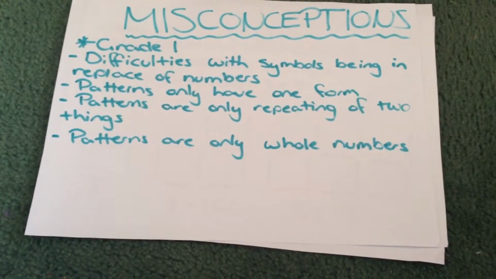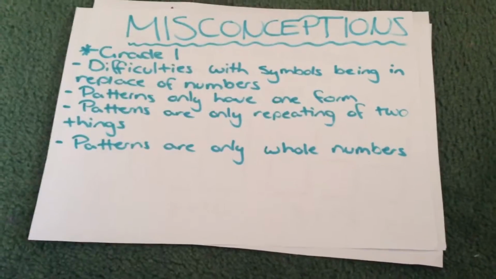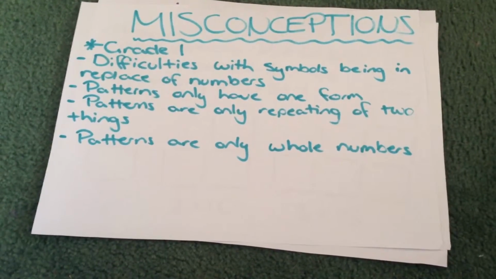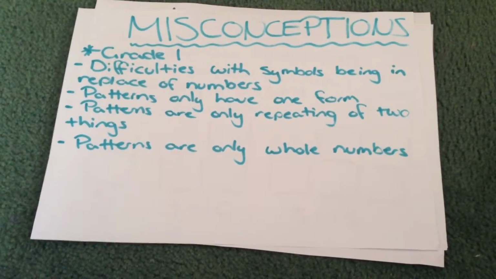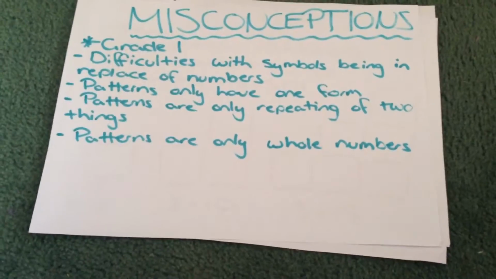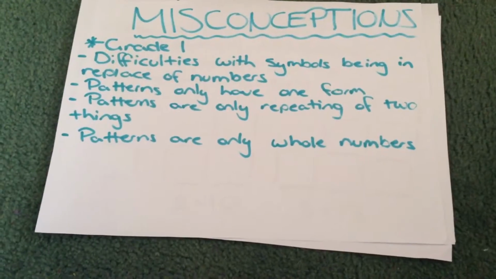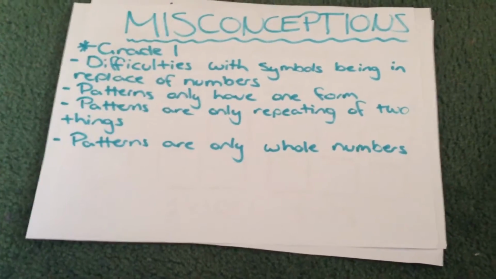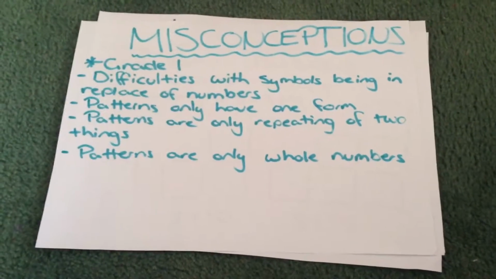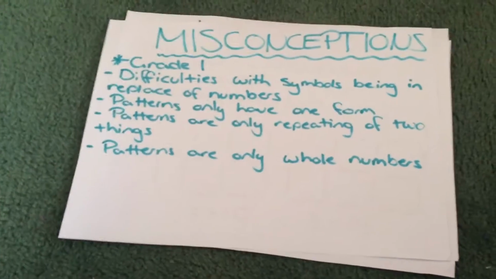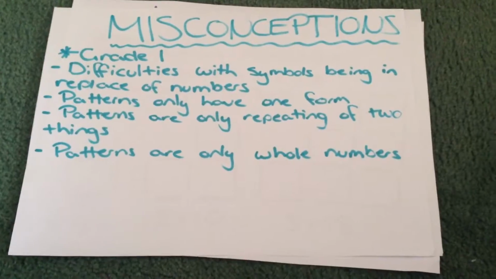Some believe patterns are only repeating of two things, but this isn't true. You can use many different objects, just the smaller it is, the easier the pattern. So you could use 3 or 4 if you like, but using more may become a bit too hard. They may also believe that patterns are only whole numbers, but you can also use fractions or decimals if you like, but this may become a bit hard for them, so it's good to start with the whole numbers.